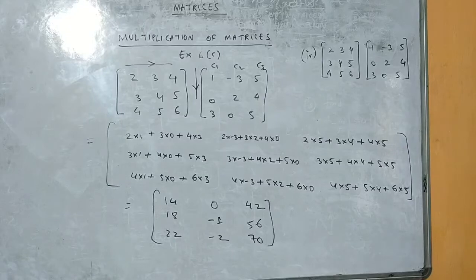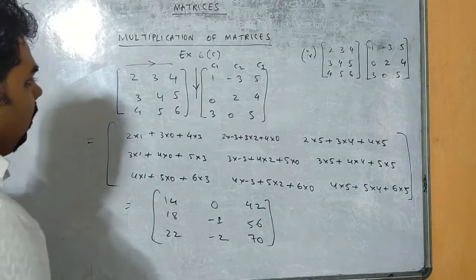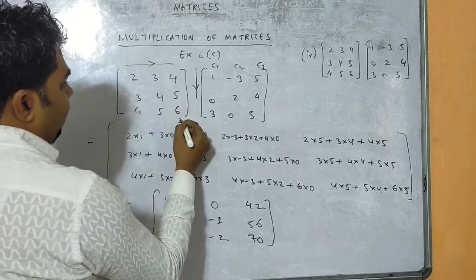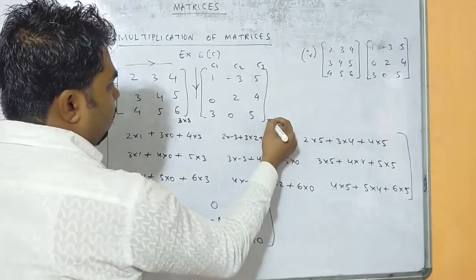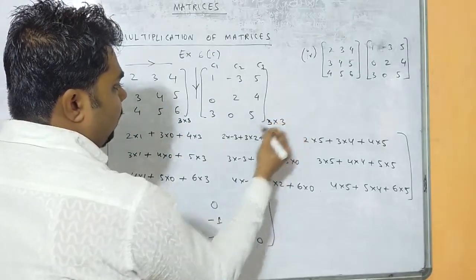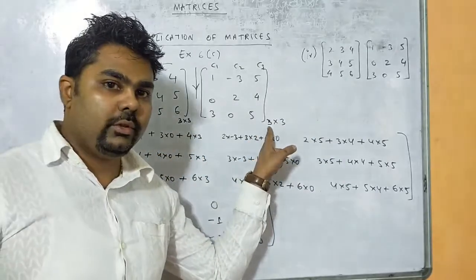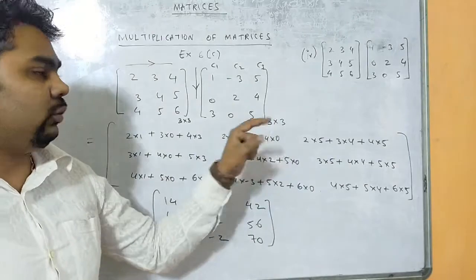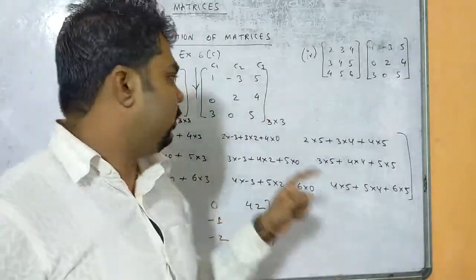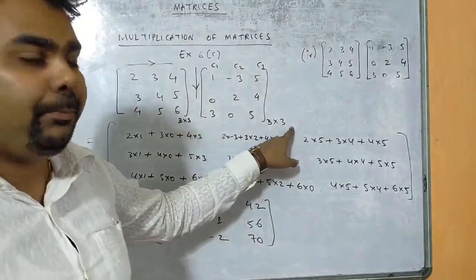Multiplication of two 3 cross 3 matrices. The order of this matrix is also 3 cross 3 and the order of this matrix is also 3 cross 3. Column of first matrix is matching with the row of second matrix. So you see column and row are matching, so the net answer which we will be getting has to be 3 cross 3, right?